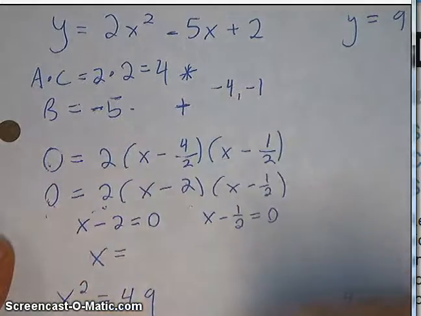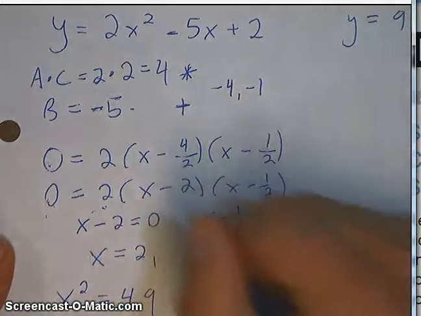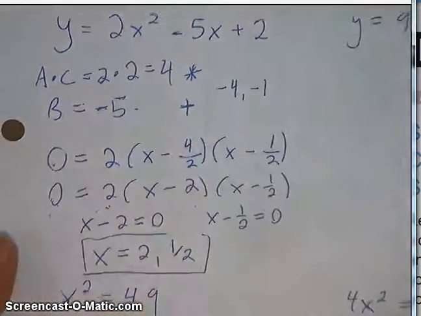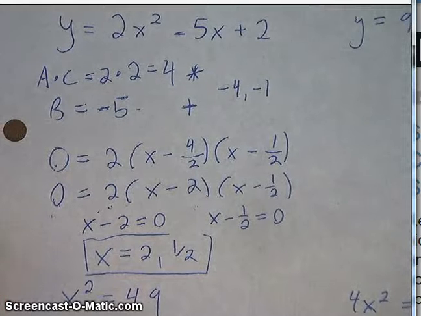And now, hopefully you can see that x equals 2 and positive 1 over 2, or 0.5 if you prefer a decimal.